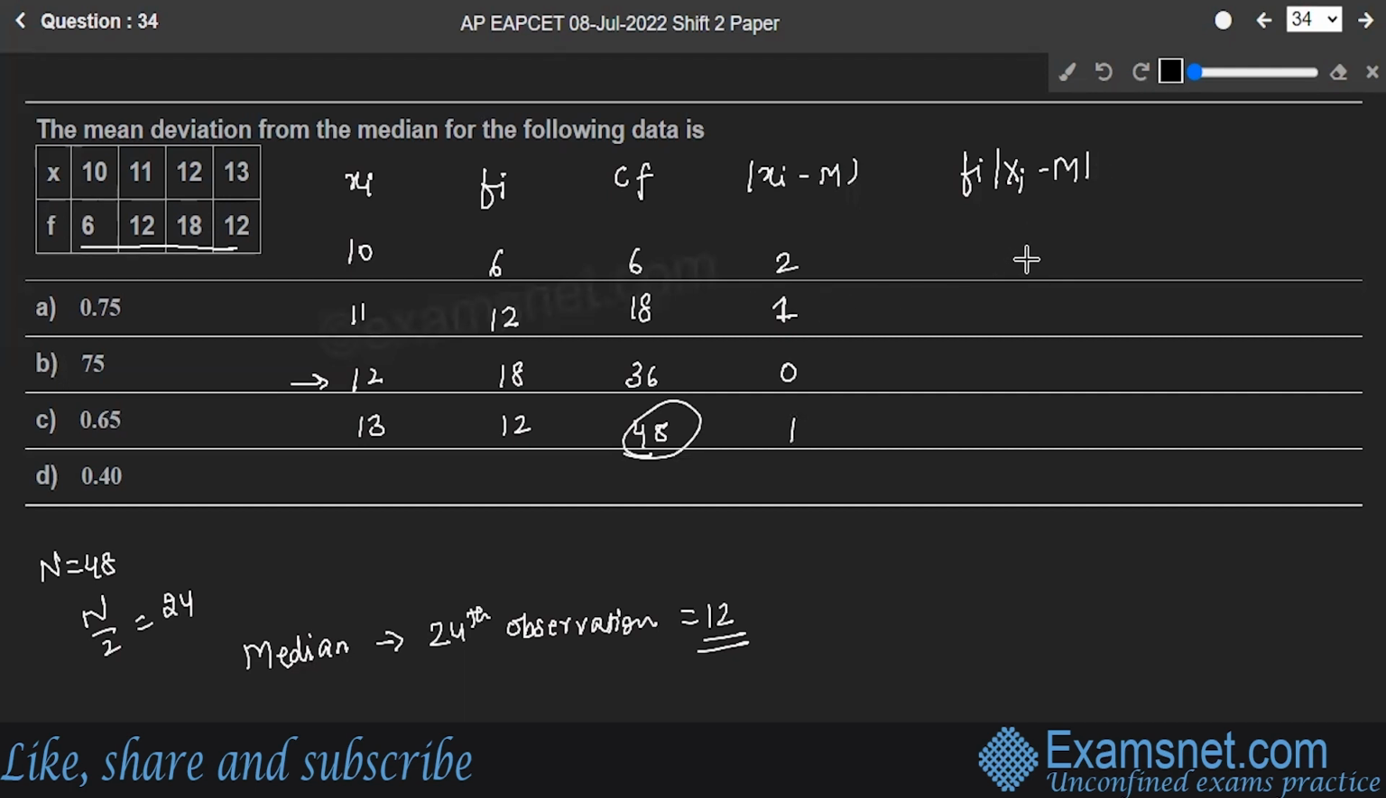Let's multiply it with frequency. So 6 2s are 12, 12 1s are 12, 18 zeros are zeros, and 12 1s are 12, which gives you a total of 36.